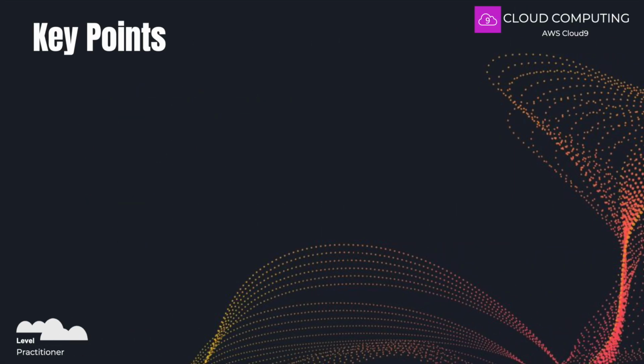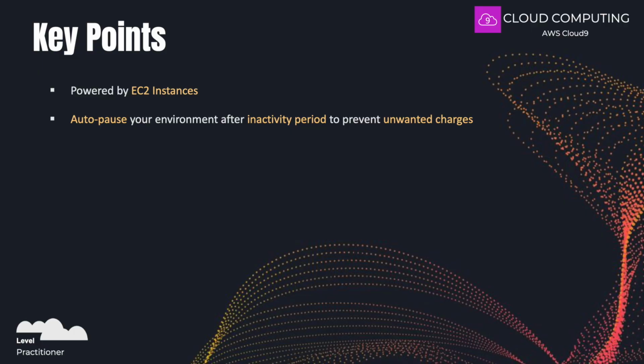Alright, now let's break down what makes Cloud9 interesting and why some developers use it. When you set up a Cloud9 environment, it's powered by an EC2 instance running behind the scenes. To help manage costs, Cloud9 automatically pauses your environment after a period of inactivity, so you're not continuously charged for the compute time that you're not using. The key advantage is that nothing is lost when this auto-hibernation process happens. Your files, project directories, installed extensions, and personal configurations are all preserved the next time you return. Cloud9 brings your workspace back exactly as you left it.